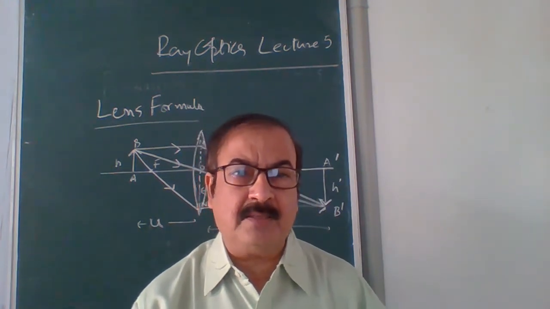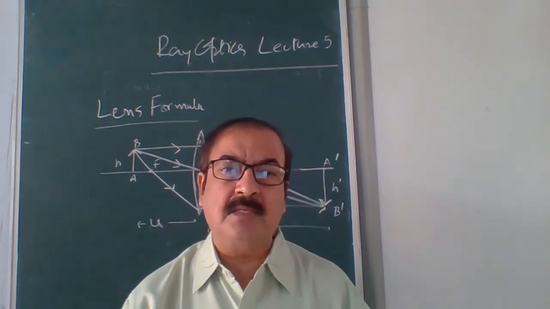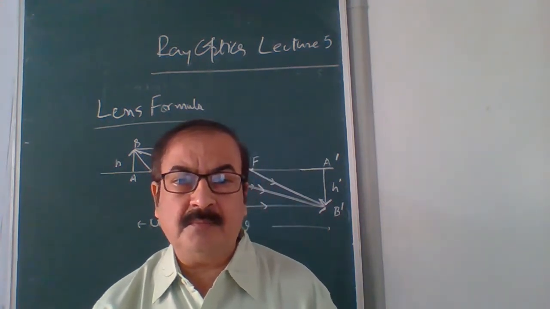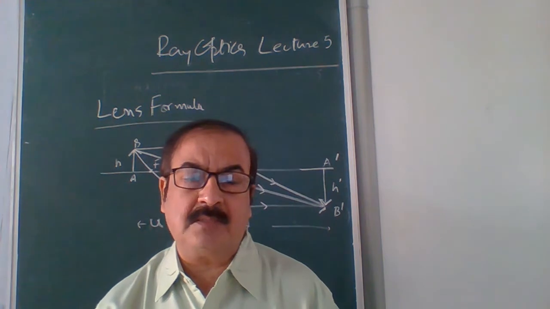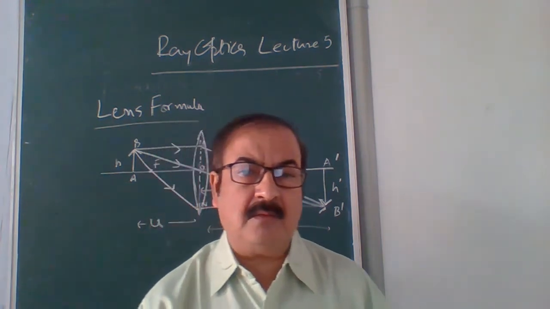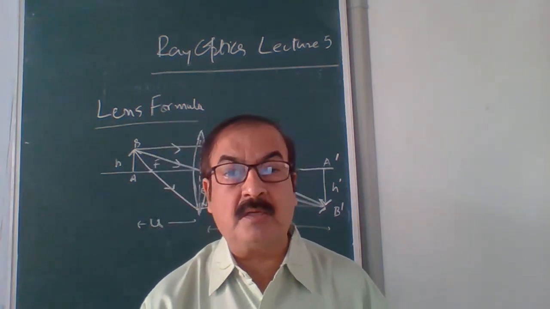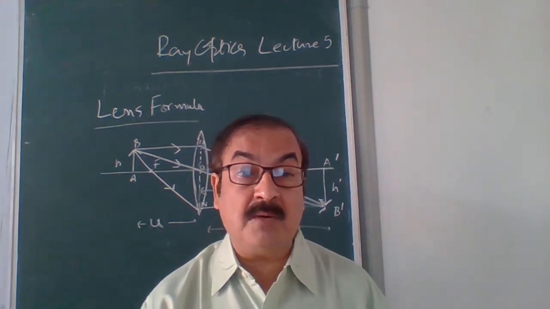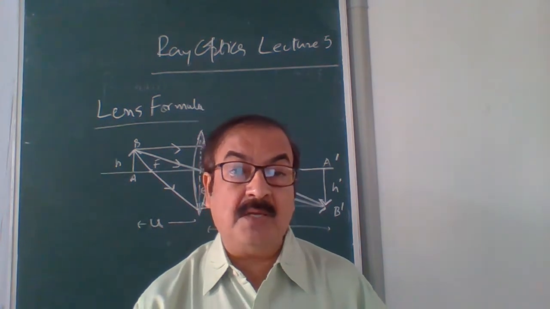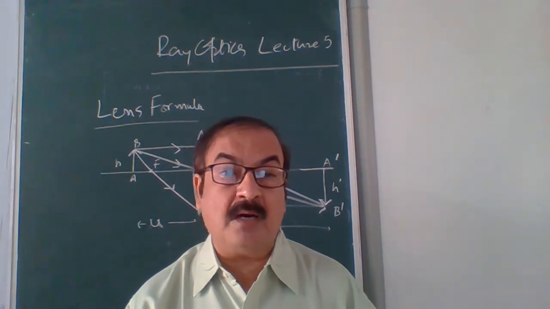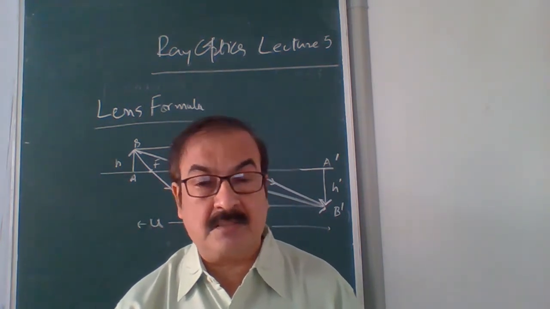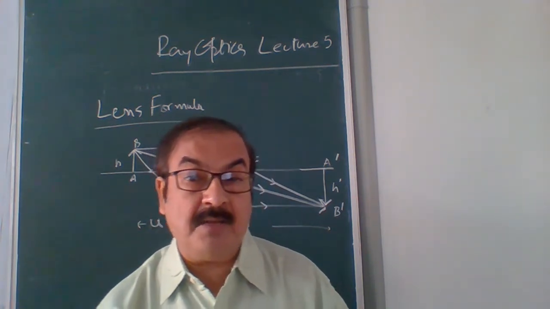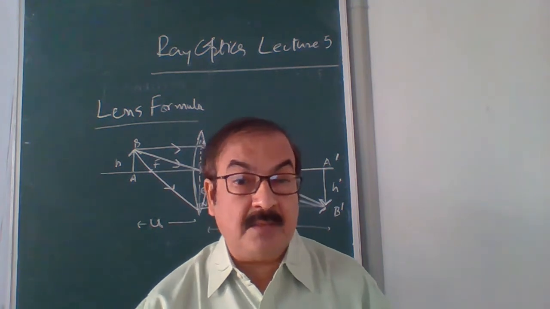Today we have to take the next lecture of ray optics, that is ray optics lecture 5. In the last two lectures we have seen how light is refracted through concave or convex surfaces first, and then that was followed by the lens maker's formula, and we have explained what the convex and concave lenses are. After this, today we have to take the lens formula.